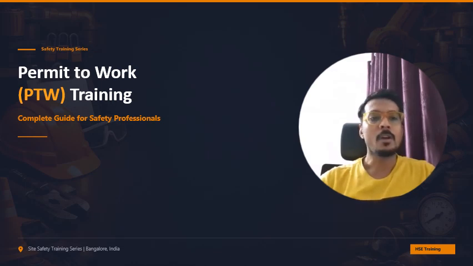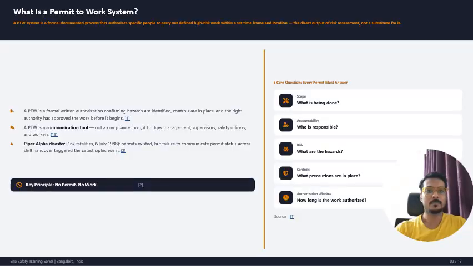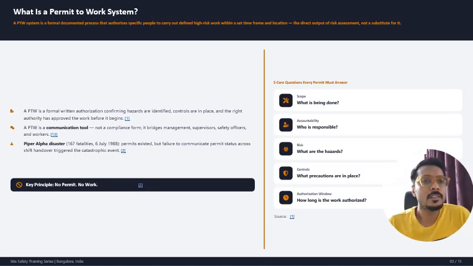So today we talk about the permit to work (PTW) system step by step. What are those? Work at height, excavations, all these things. We will go step by step. Let's go. So, what is the work permit or permit to work system, basically?